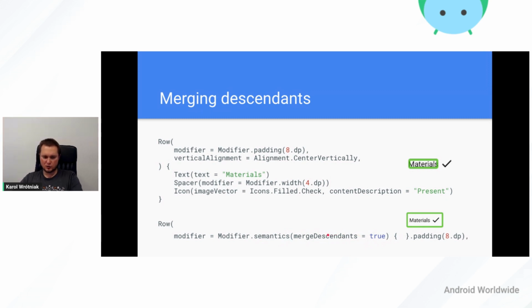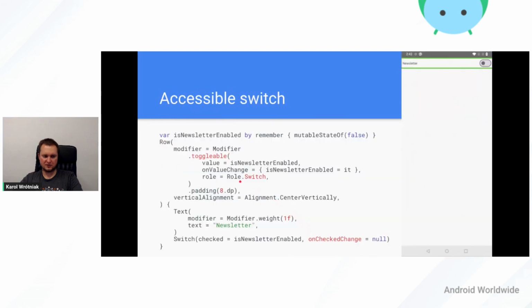You may ask now why this row worked, why this text was merged with the switch, even if we haven't used merge descendants here. This is because the toggleable does merging descendants by default. It works if none of the children are focusable in accessibility mode. So if the switch has no callback, then toggleable will merge descendants. You don't need to set the merge descendants parameter here.